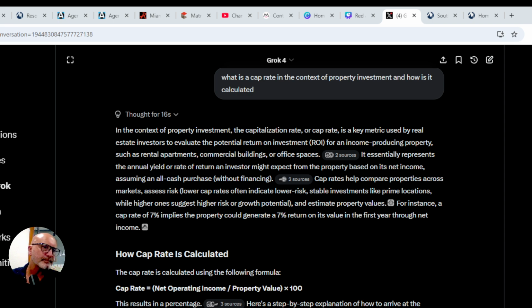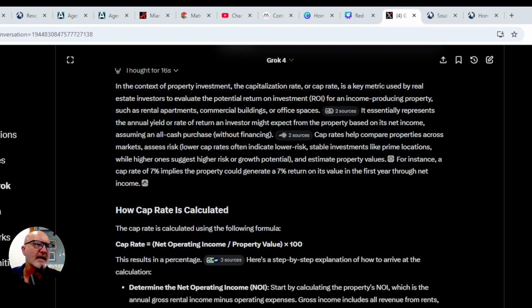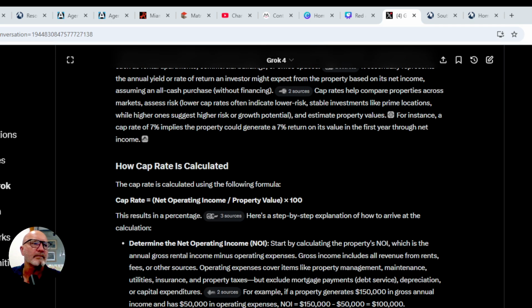So how do you calculate it? The cap rate is calculated using the following formula: cap rate equals net operating income divided by property value, times 100. Okay, so what does that mean? Well, net operating income is your annual gross rent minus operating expenses.